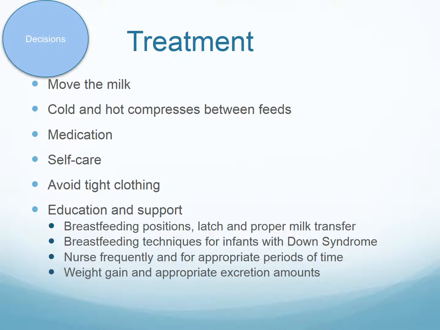A baby who is getting enough to eat should have around 6 to 8 wet diapers a day and 3 to 5 bowel movements a day.